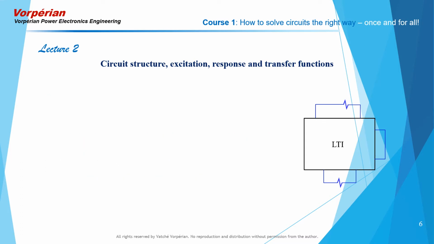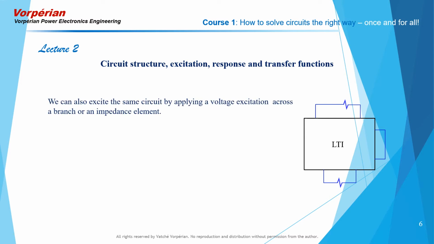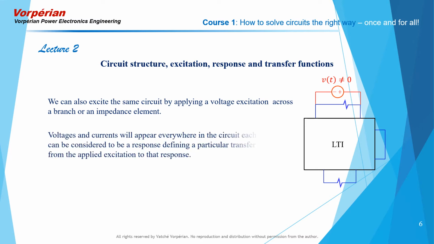We can also excite the same structure or circuit by applying a voltage excitation directly across a branch or an impedance element of a branch. After all, it's your circuit and you can do anything you want. Here I'm applying an independent voltage source directly across the top branch or the top resistor. And when I do that, voltages and currents will appear everywhere in the circuit, each one of which can be considered to be a response, and I can define a transfer function from the applied excitation Vt to any one of these voltages or currents.